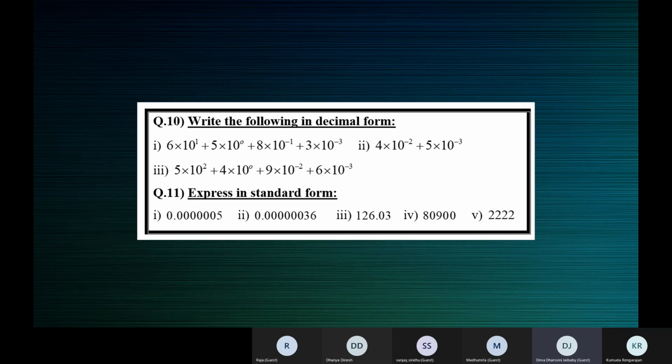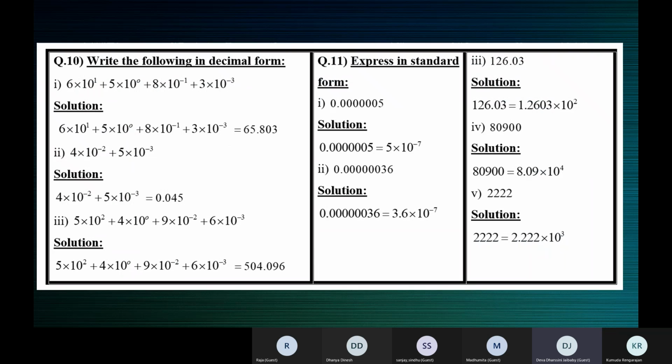I'll show you the answer side, children. Express in standard form, we'll understand how to do it. See the 10th one.